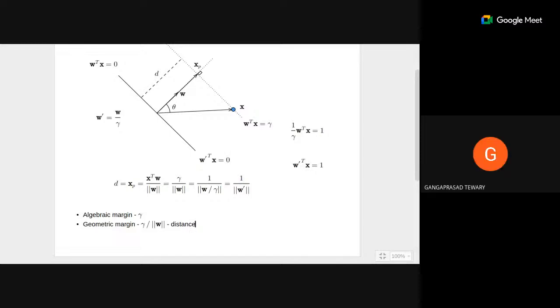Okay, let us proceed. You are correct in calling it a distance. All that I'm saying is, if you want to be very correct about what you're saying, gamma by norm w is the geometric margin, gamma is the algebraic margin. Okay, sir. Let us proceed.